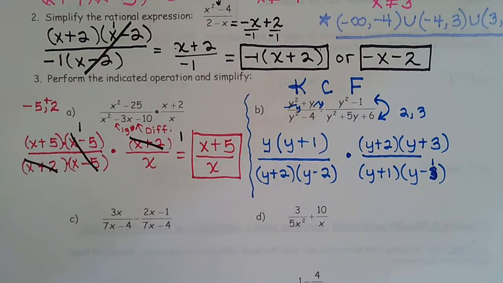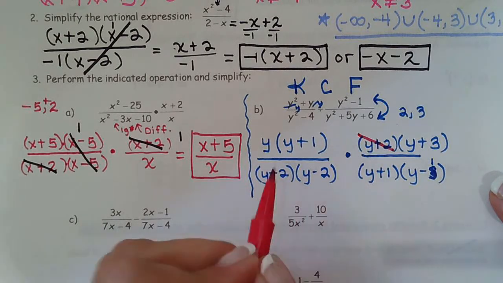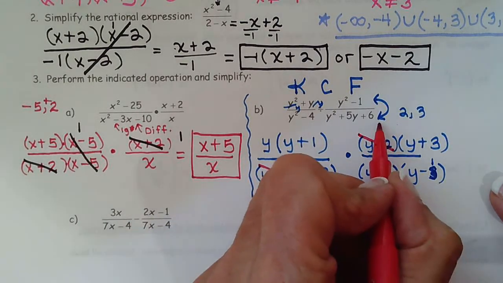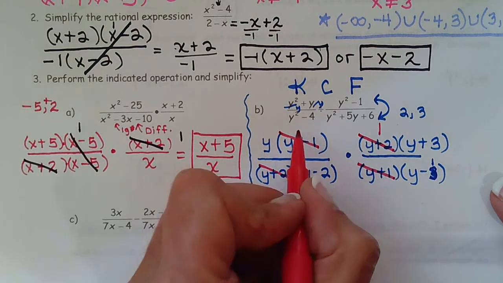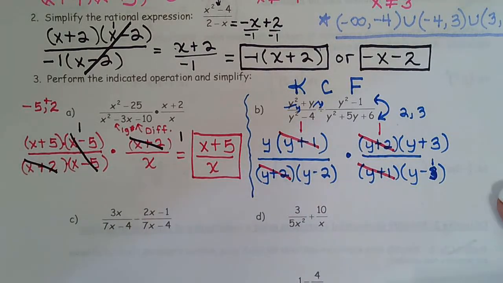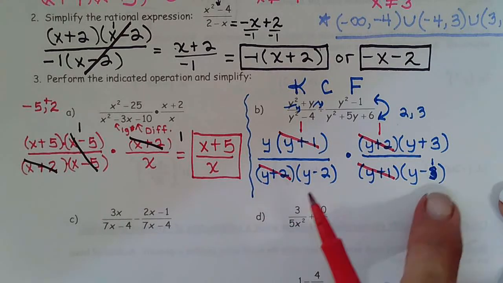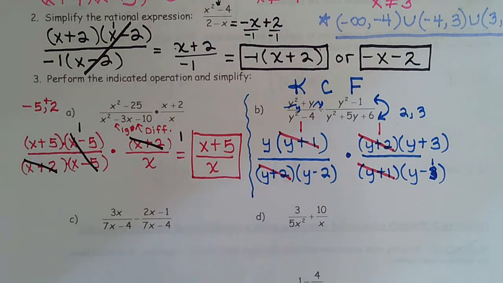Okay, this is the fun part. Now we need to cancel like maniacs. So we have y plus 2 divided by y plus 2, 1. y plus 1 divided by y plus 1, 1. Anything else? Doesn't look like it.